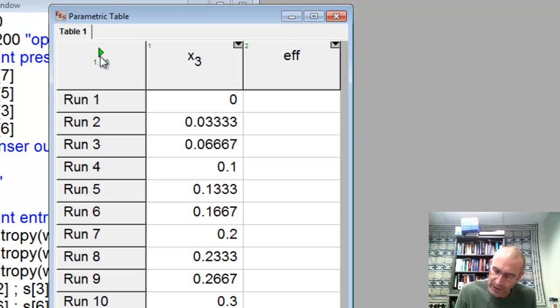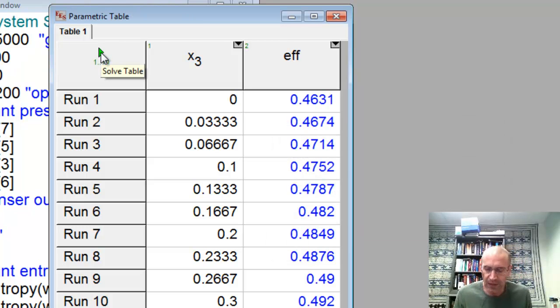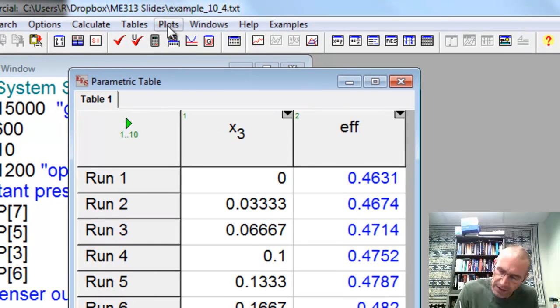And I'm going to hit this little green arrow to solve it. And really what it does is just solves EES 10 times with different values of X3. And what you can see here is as the outlet from the feed water heater is actually a little bit of a mixture, not all the way saturated liquid, my efficiency actually increases a little bit. In fact, we can plot that if we want to look at it.